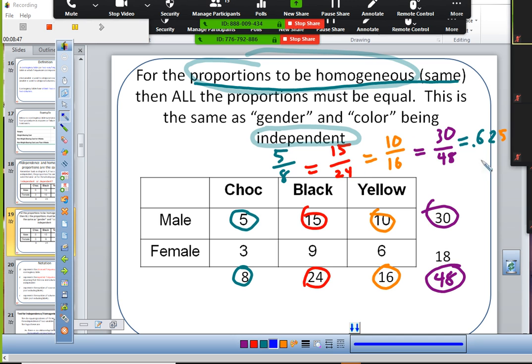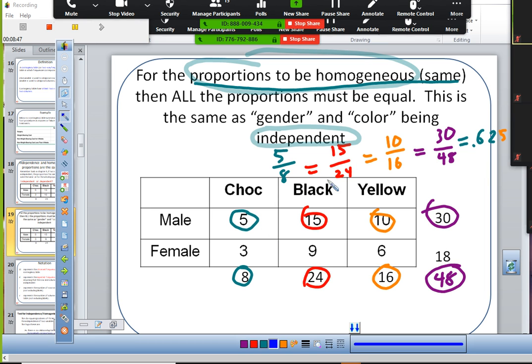And in fact, they are. These are all equal to 6.25. And you could have done the ratio of female to total as well, 3/8 compared to 9/24 compared to 6/16 compared to 18/48, you get the same thing. Or you could have compared male to female ratios. Any one of those proportions actually works. They all work out to be the same as each other.